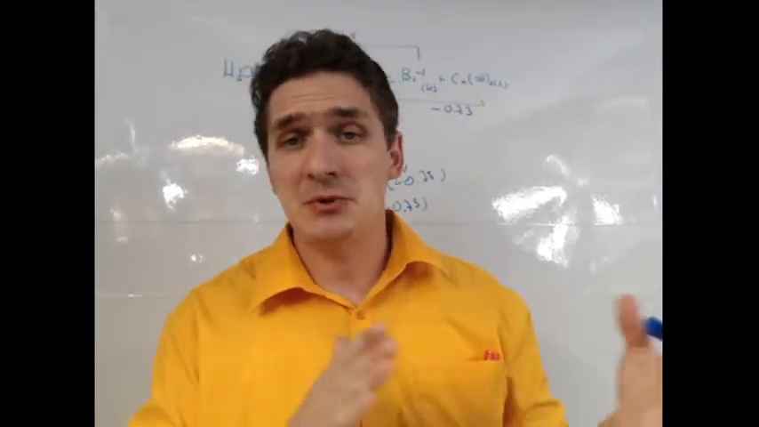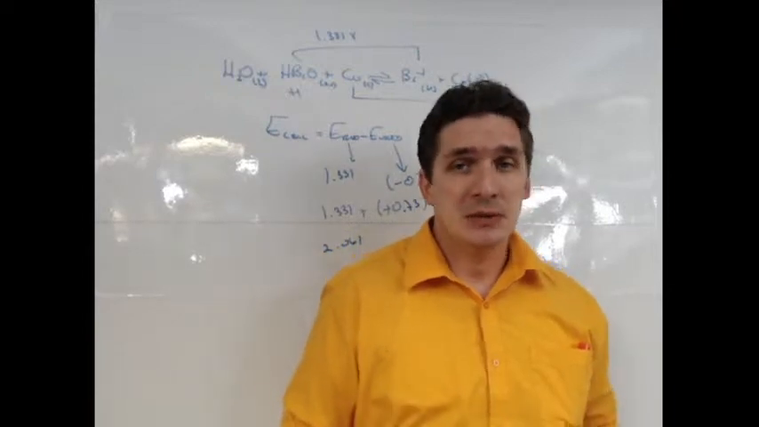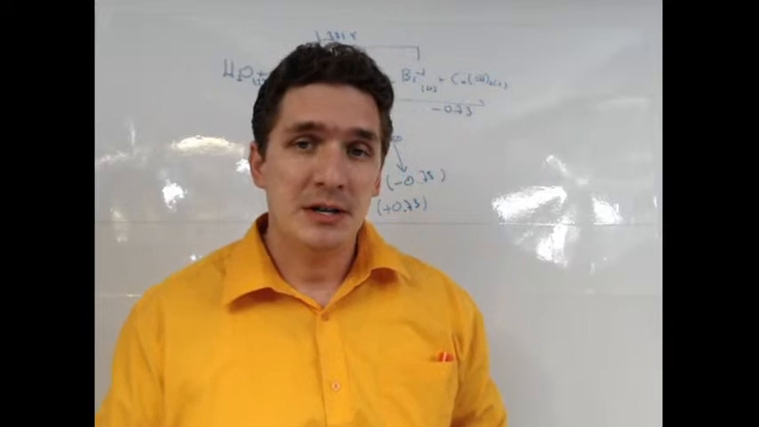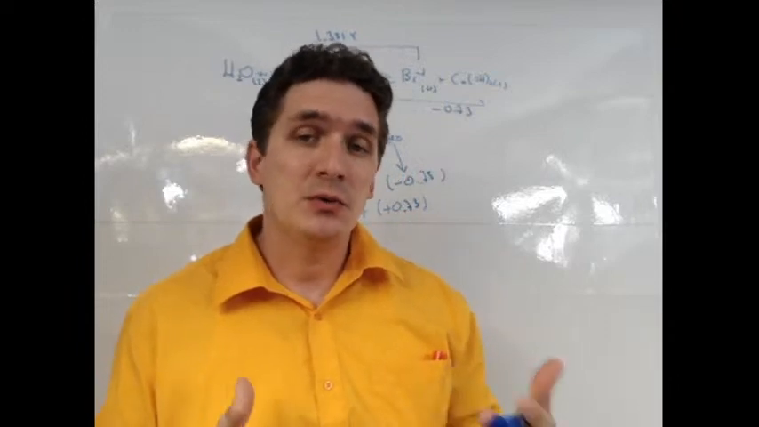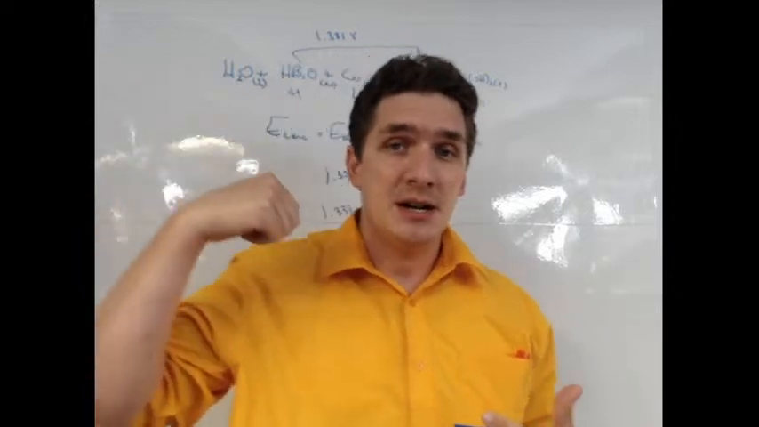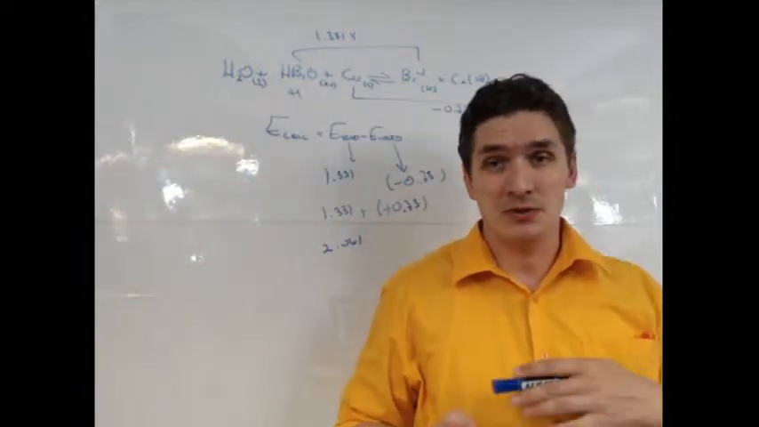So the big thing here is you're subtracting a negative, so it ends up adding. The actual potential of that reduction reaction is minus 0.73 volts. But because what you're working with are reduction potentials, it's the voltage to reduce it, and this is an oxidation reaction, so the voltage would be the reverse of that. Since you're reversing the reaction, you reverse the voltage.